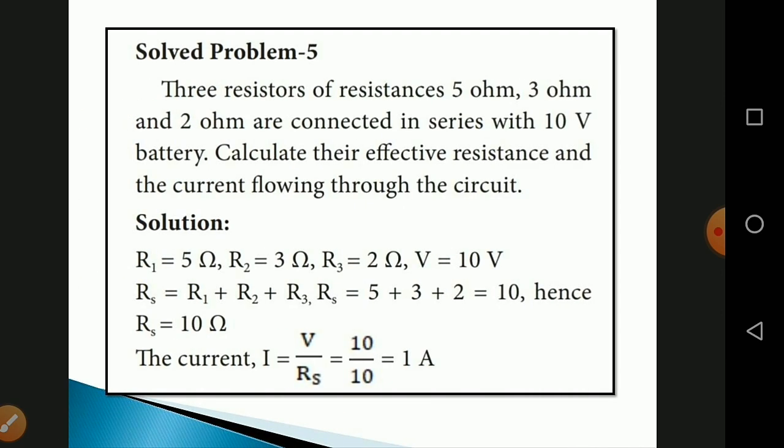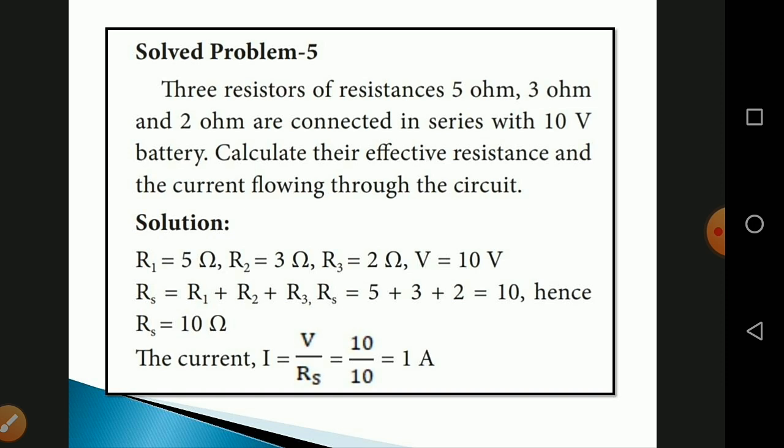Three resistors. This is an example of resistors in series. Three resistors of resistance 5 ohm, 3 ohm and 2 ohm are connected in series with a 10 volt battery. Calculate the effective resistance and the current flowing through the circuit. So they are given R1, R2 and R3. R1 is equal to 5 ohm, R2 is equal to 3 ohm and R3 is equal to 2 ohm, and the battery is 10 volt. That means V is equal to 10 volt.